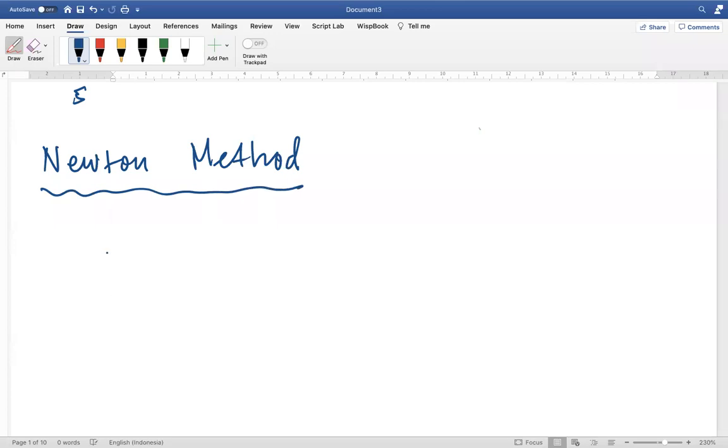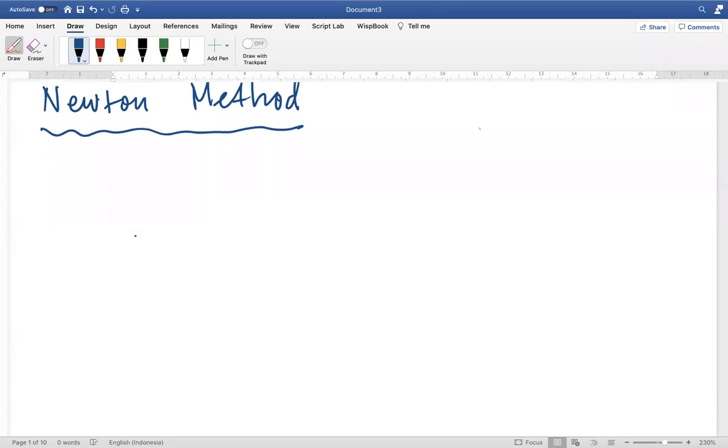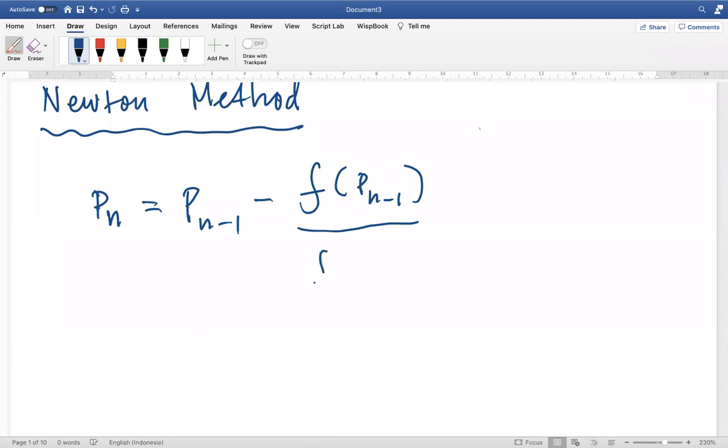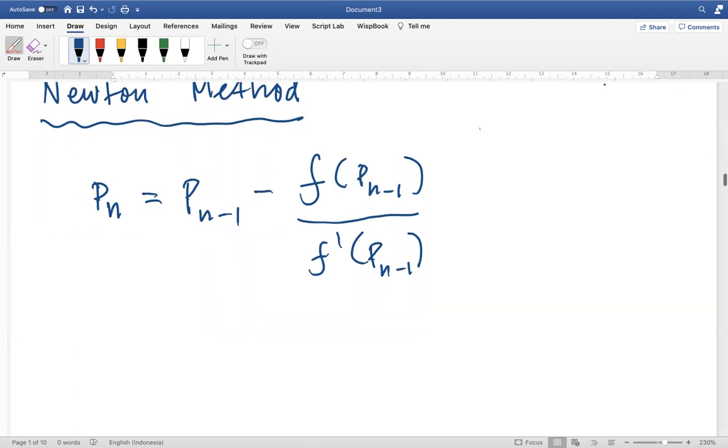That is Pn plus, yeah, let's edit: Pn minus 1 minus f Pn minus 1 over f prime Pn minus 1. Okay, this is the iteration or the steps, yeah.